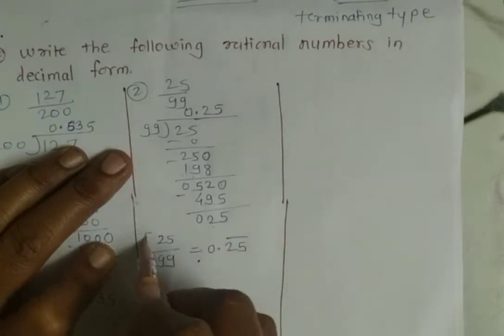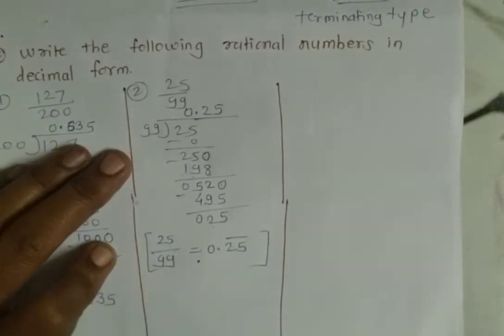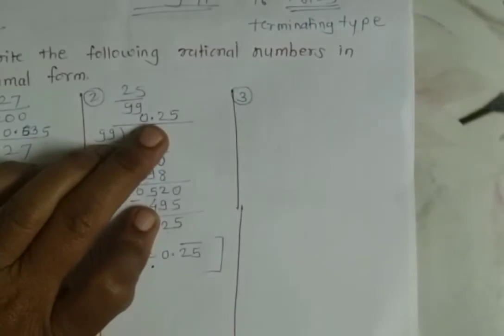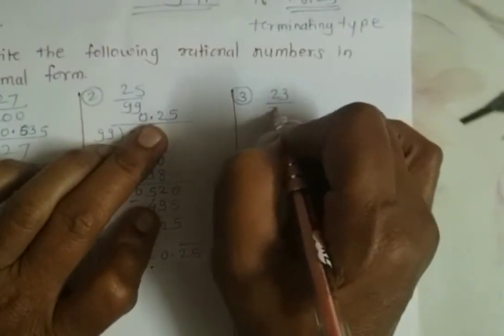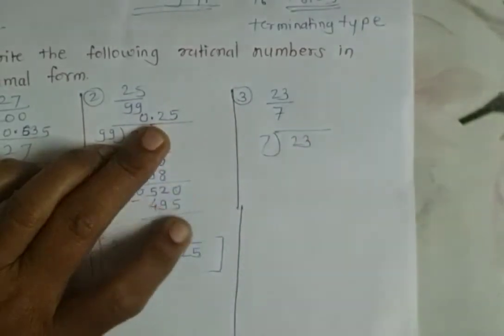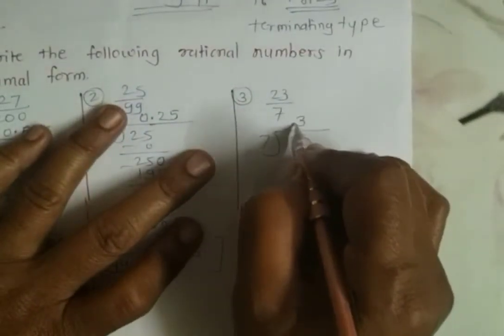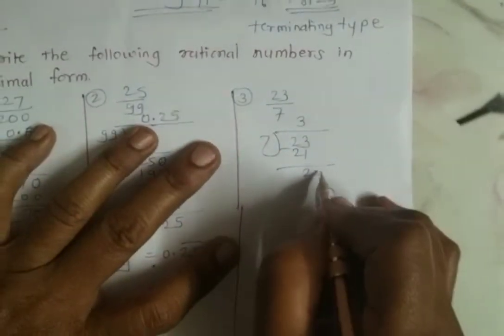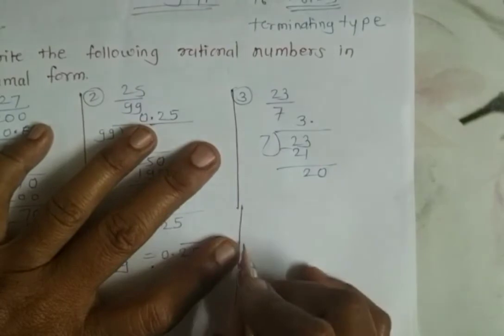0.25, and that is the answer. Now the third example is from the same question, 23 upon 7. Here we are solving 23 divided by 7. 7 3s are 21, remaining 2. Take 1 zero and put the decimal point here.